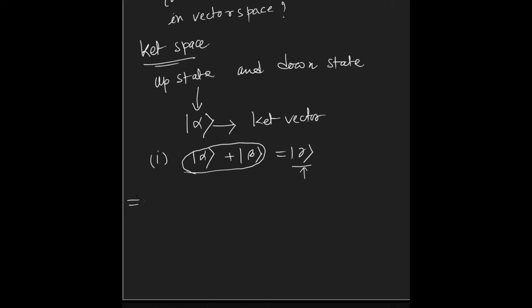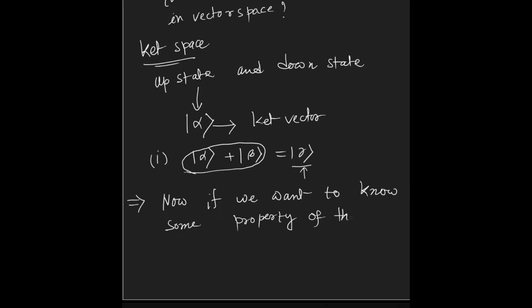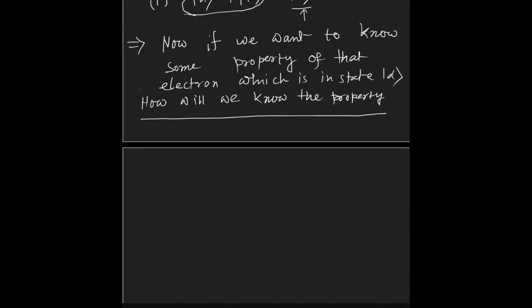Now if we want to know some property of that electron, which is in state alpha, how will we know? How will we know the property? Now the question is, how do we know the property of the electron that is in state alpha?